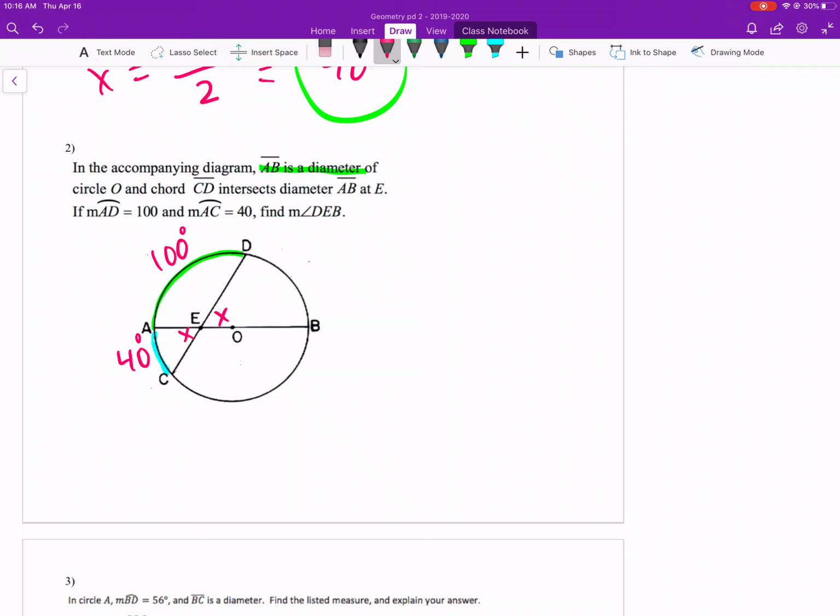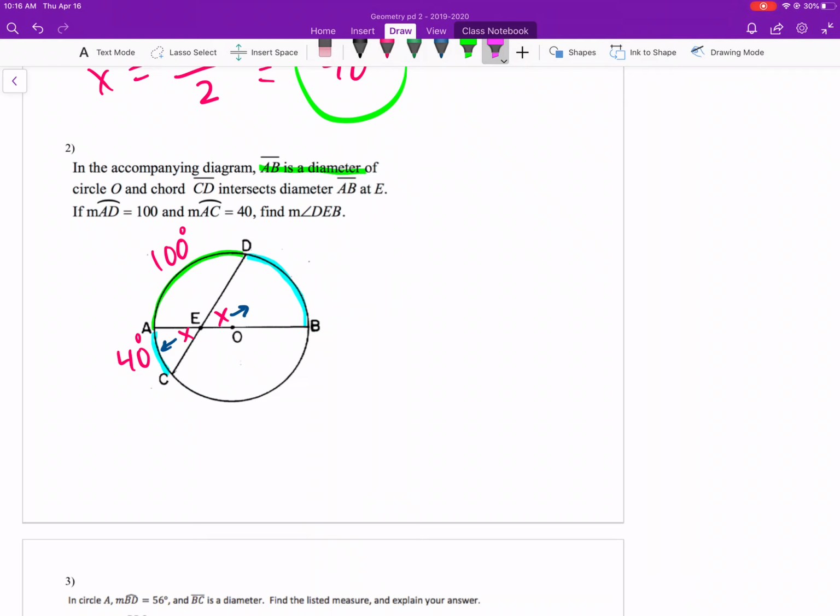What are the 2 intercepted arcs? It would be this 40-degree arc here, and now the other side would be this arc here, arc DB, which we don't have. So those 2 blue arcs are the intercepted arcs. We need both of those. Remember the rule, we add those 2 together and divide by 2. It's really the average of those 2 arcs. So now how do we find that arc?